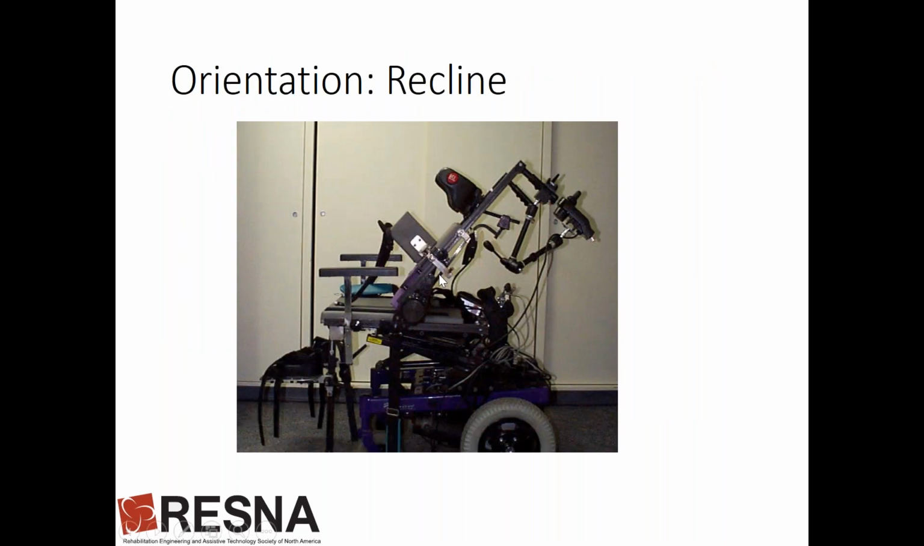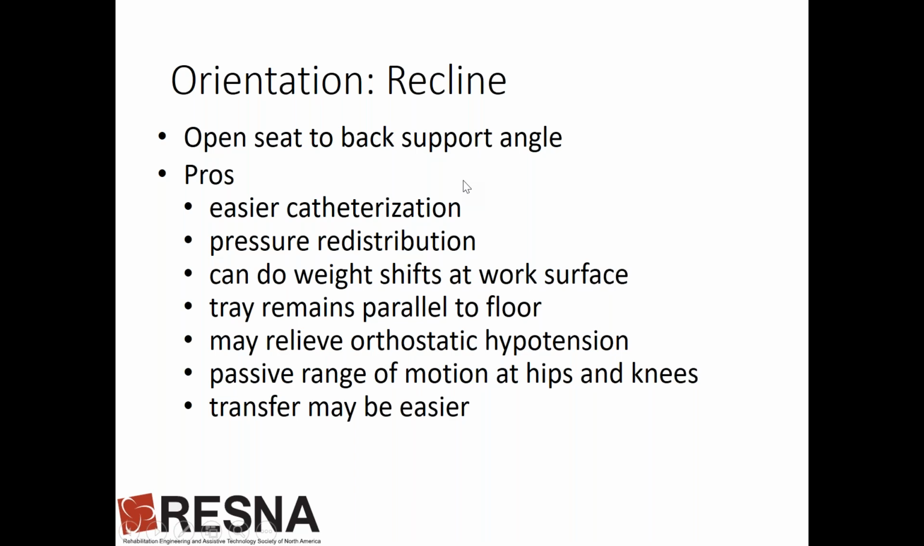A recline: the back moves independently of the seat. So this is an open angle. You can open the back angle, but you're maintaining the seat to the footrest. You want to open the seat angle for catheterization, for pressure redistribution, for weight shift. If someone has a tray and they want to have that tray parallel to the floor. If someone has low blood pressure, so we talked about that with the spinal cord lecture earlier on. If you want to allow passive range at the hips and knees, and sometimes transfers are easier.